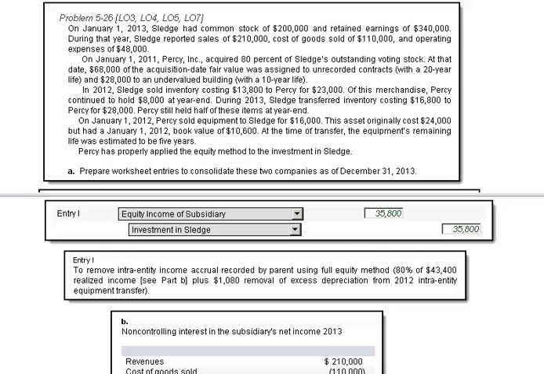Okay, the next entry is to remove intra-entity income. And that's the income accrual recorded by the parent, since it's using the equity method, right? So it had 43,400 of realized income, and I'll show you where we came up with that, plus the 1,080 of the removal of the excess depreciation from 2012 from the intra-entity equipment transfer. So the net result is a debit to reduce the equity income that was recorded and to credit the investment in Sledge. So let me slide this up so you can see how we came up with those numbers.